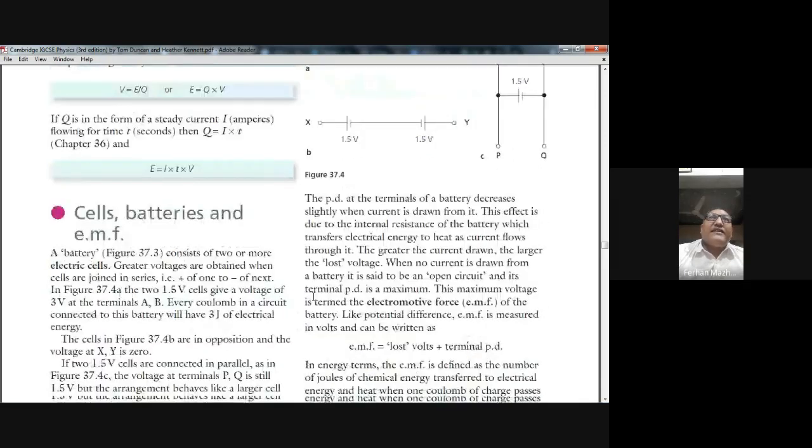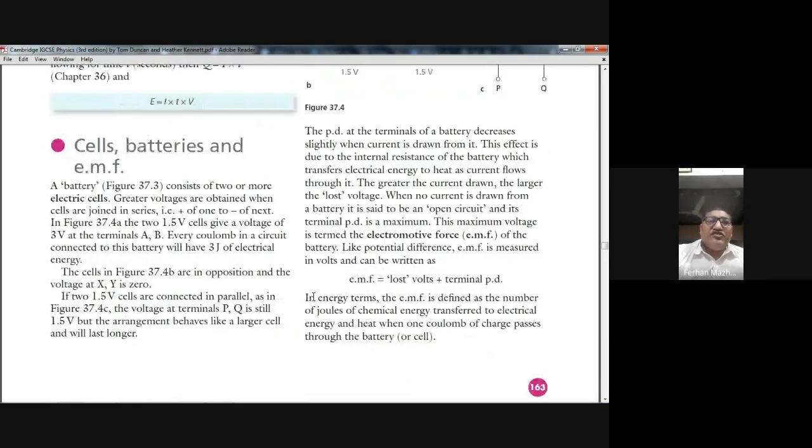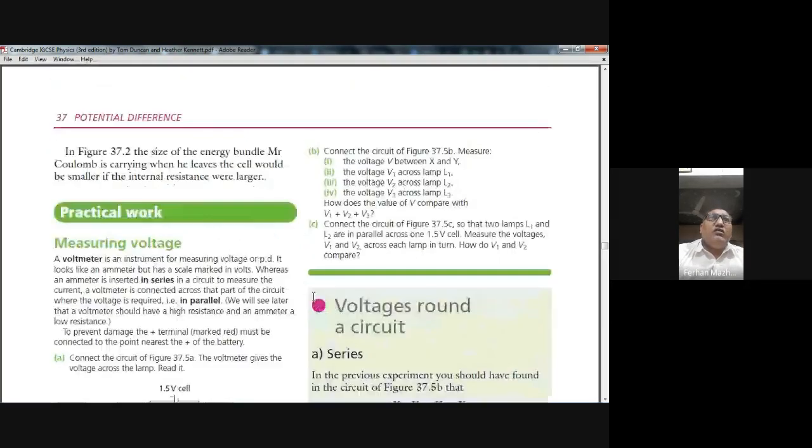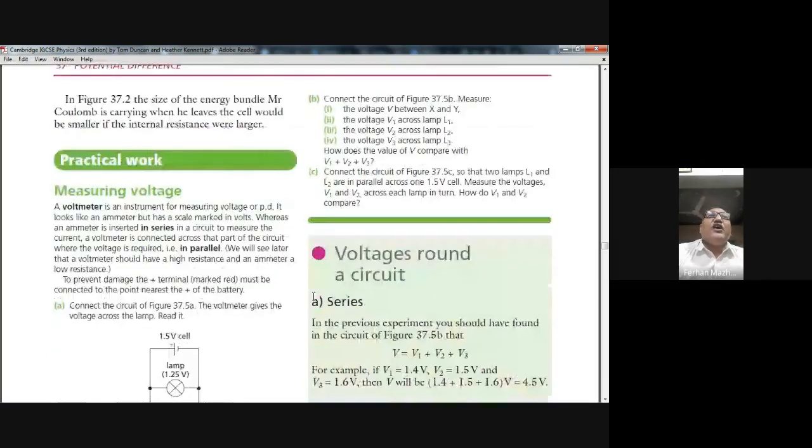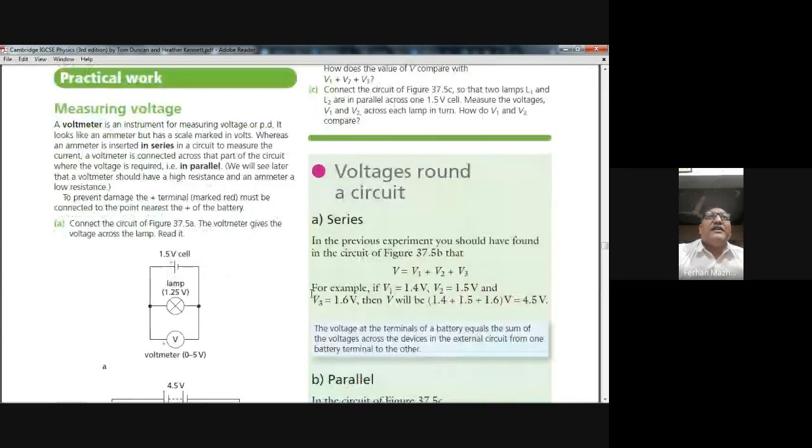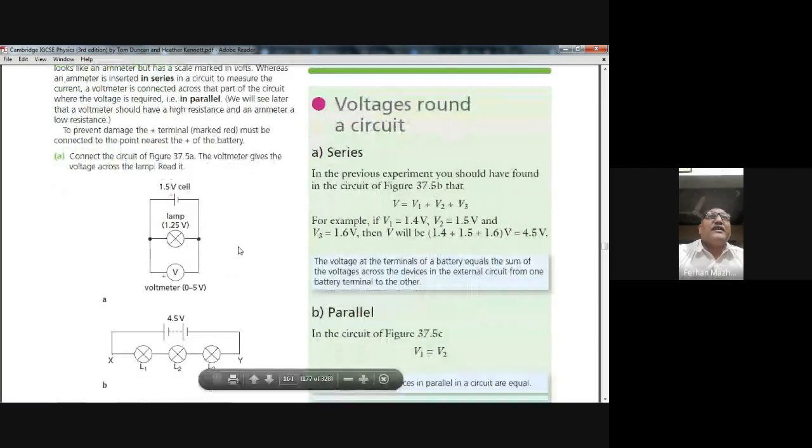So you can read this article also. This is showing up on your screen. You can stop the video and do your reading. Okay. So whenever you want to measure the voltage, remember, here I am trying to show you a circuit diagram.